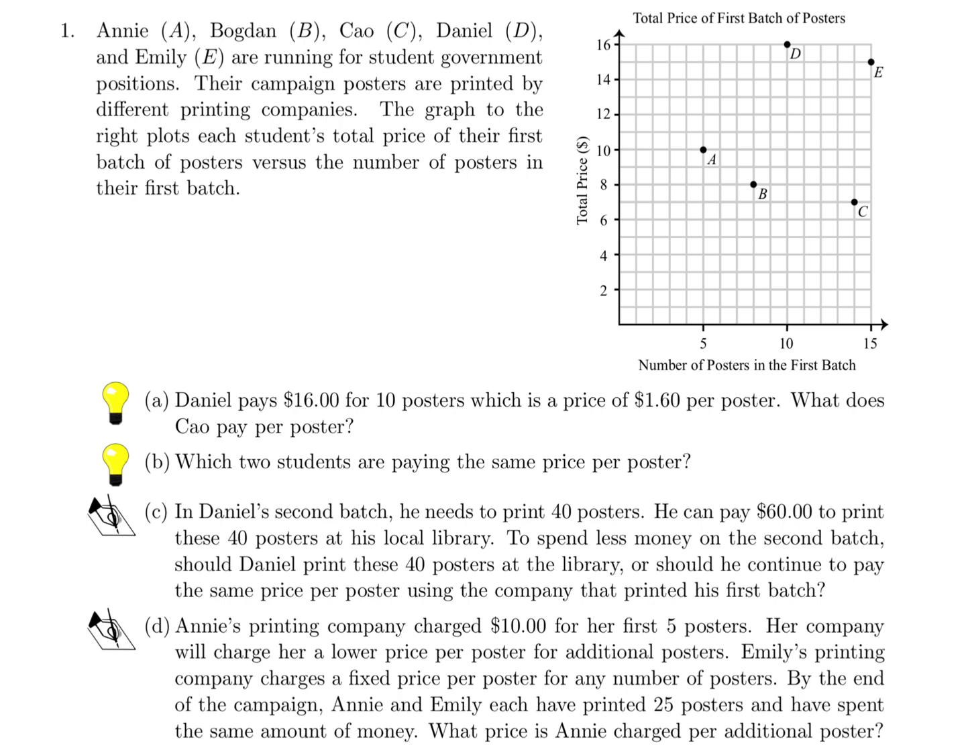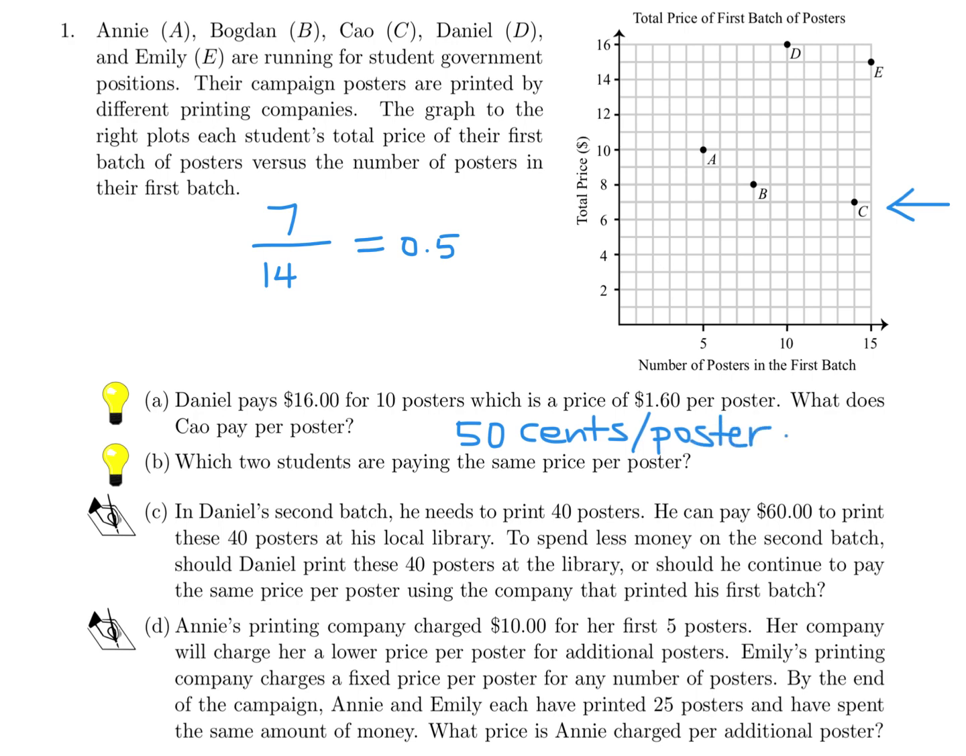What is the price of which is a price of $1.60 per poster? What does Cow pay per poster? Okay, so looking at this graph, Cow is C, obviously. So you're looking over here. So it's, let's see here, $7 is the total price, and the number of posters I believe is 14. So that looks to me like 0.5, which is 50 cents per poster. So 50 cents per poster.